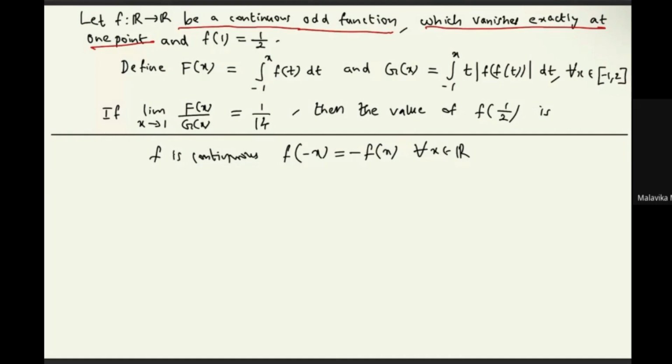But can I ask you one thing, which is, for an odd function, can I always say f is 0 at some point? Always.